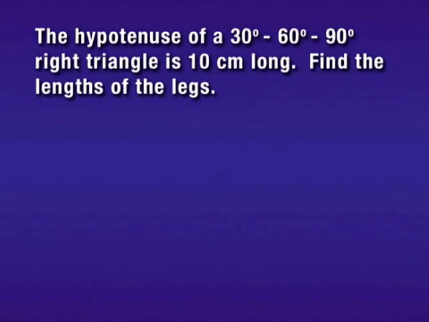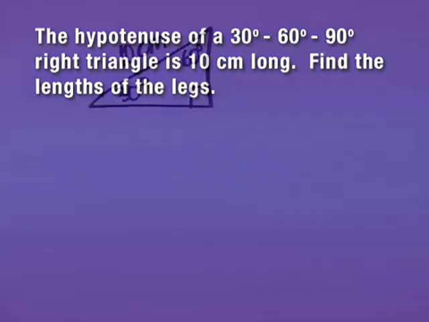Solve. Give exact answers and approximations to 3 decimal places. The hypotenuse of a 30 degree, 60 degree, 90 degree right triangle is 10 centimeters long. Find the lengths of the legs.